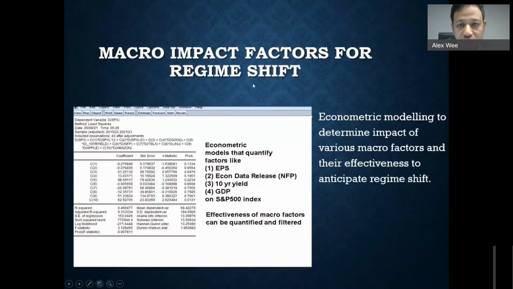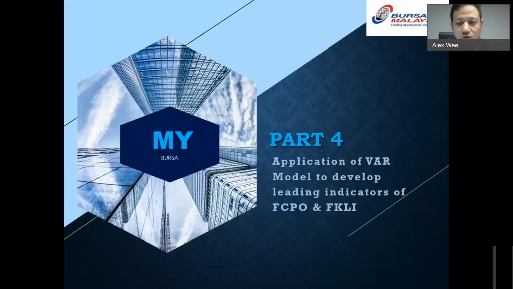So macro impact factors for regime shift could be this. This is just an example. What could influence FKLI? Could be things like the yield curve, like the 10-year treasury yield, the S&P, and economic data releases. These can influence an index, for example the S&P index, NASDAQ index, or FKLI index. These are the things which could be an input into the intermarket model. So it still relies on your experience. What influences the price to move? If you don't know, you cannot just rely on software to predict. You have to tell the software what to do.